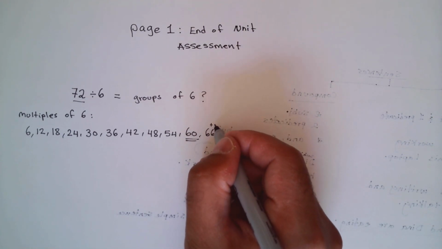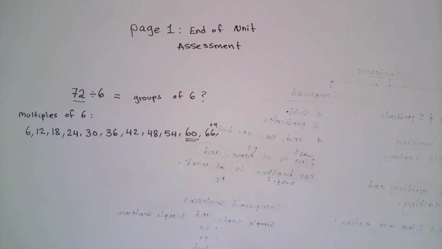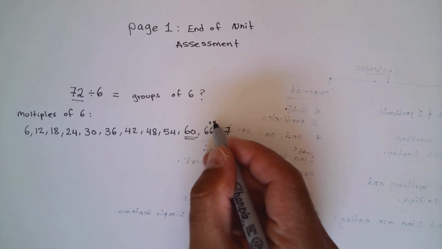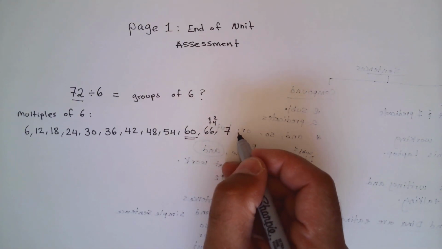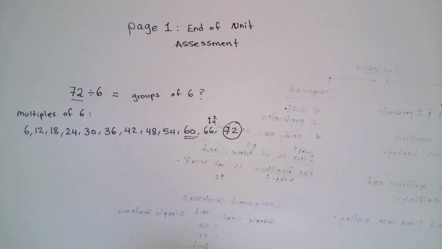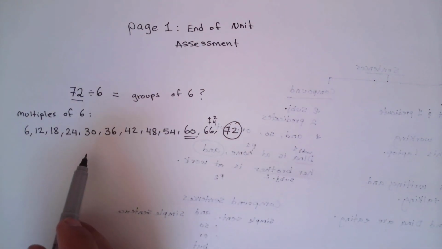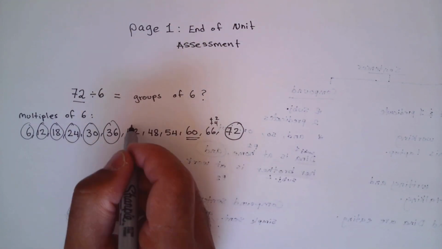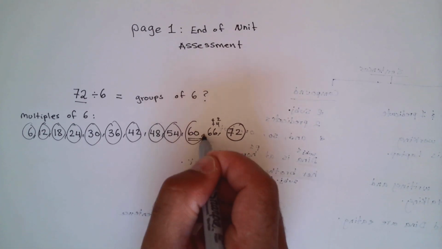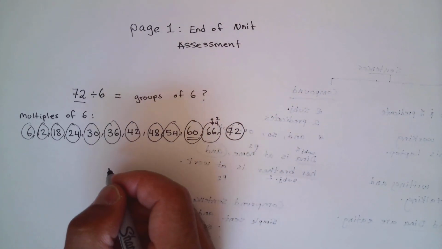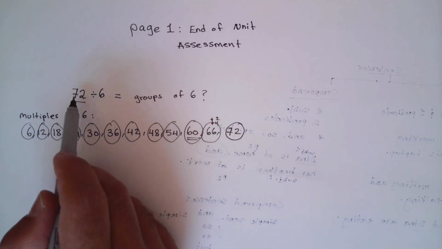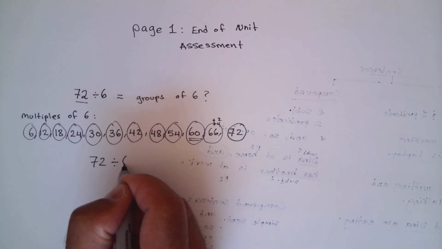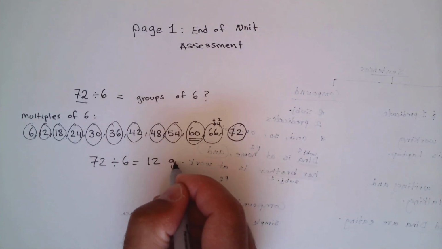Okay, let me break 6 into 4 and 2. So if I add 4 to 66, that becomes 70, plus 2, that gives me 72. So we found that we would need 1, 2, 3, 4, 5, 6, 7, 8, 9, 10, 11, 12 groups of 6 to get to 72. So 72 divided by 6 is 12 groups.